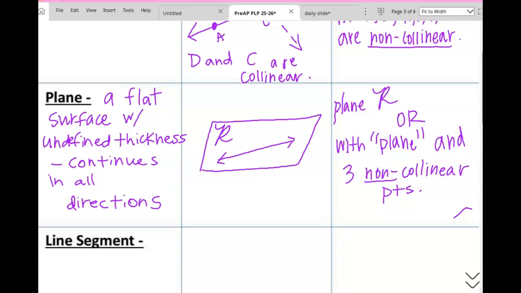I need to identify the points. So, draw the same 3 points, A, C, B. If you put A, C, and B on the line, if you put 3 points on a line, now can I name the plane? Why?